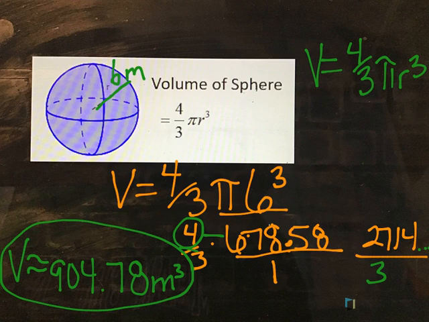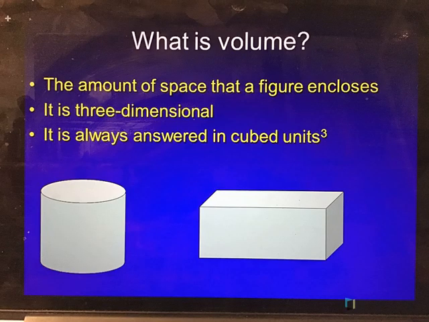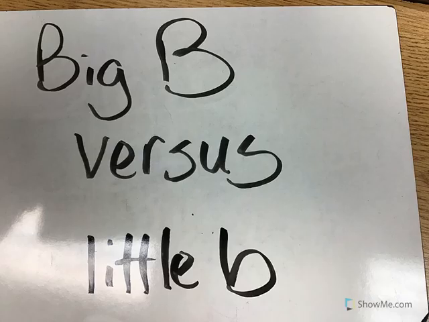So I know this is a long video, but this is how we find volume of different shapes. So again, going back to the very beginning, what is volume? Volume is the amount of space that a figure encloses. It is how much you can fit in something. It's always 3D, and your answer is always going to be in cubic units, cubic centimeters, centimeters cubed, inches cubed, and so on and so forth.